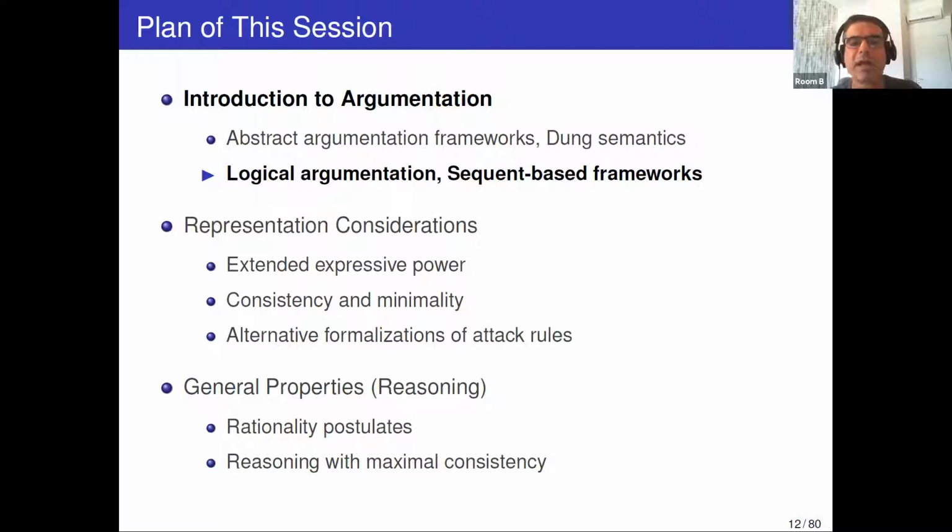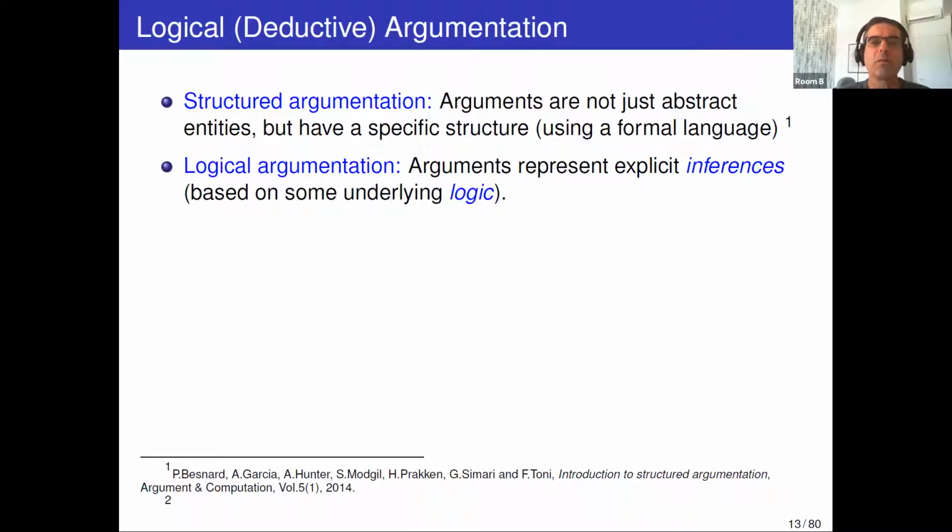Okay, so much for abstract argumentation. Now let's turn to logical argumentation and sequent-based frameworks, which are actually the main subject of this tutorial. While in abstract argumentation, arguments are of a totally abstract nature, and we didn't say anything particular about the representation of a general argument, except that it is a node in a graph, in structured argumentation, arguments have a specific structure, usually using some formal language. And in logical argumentation, moreover, arguments represent explicit inferences. So we have some underlying logic according to which we make inferences, and those inferences are the arguments of the logical argumentation framework.